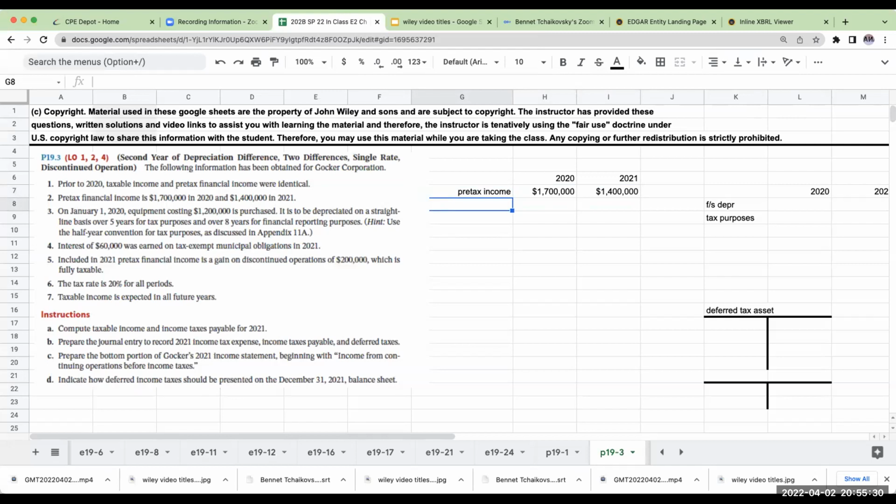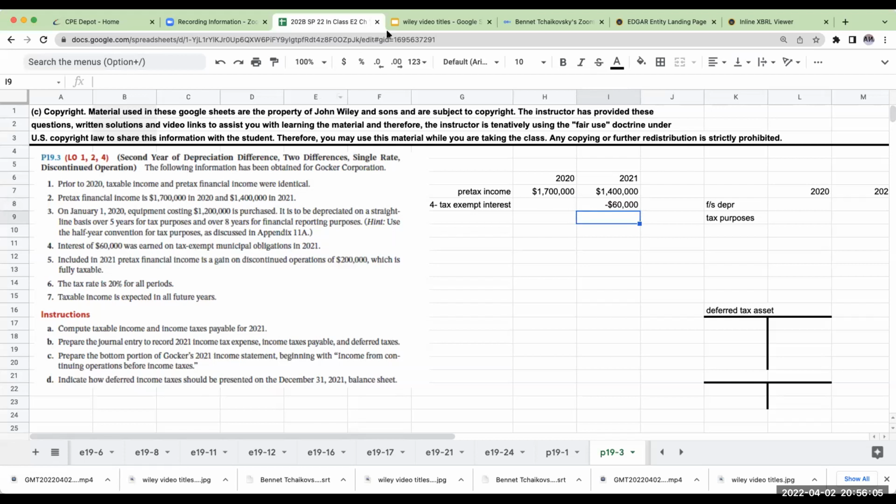I'm going to skip number 3 for just a second, and let's go to number 4. Interest of $60,000 was earned in 2021 on tax-exempt municipal obligations. So in 2021, there was $60,000 of revenue that I included for financial statement purposes. But this is a permanent difference, and this $60,000 is not going to be taxable.